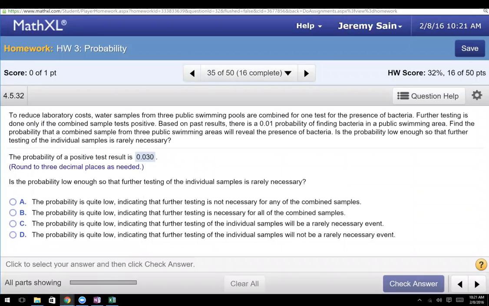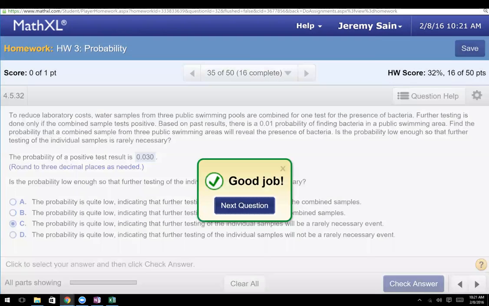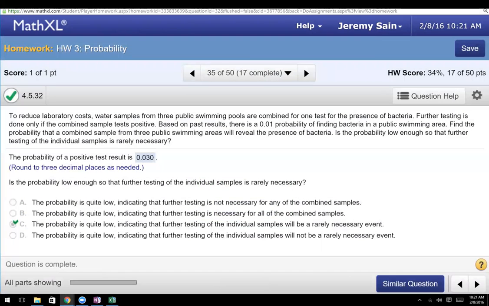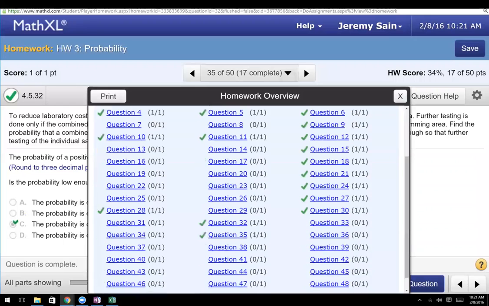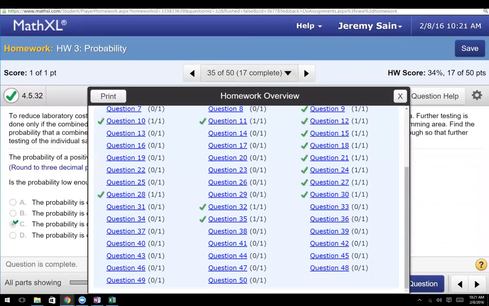So is that probability pretty low? Yeah, putting the 3 together still makes it basically, well, anything less than 5% is pretty low. So it will be rarely necessary, and it will be necessary sometimes. Cool. Let's go on to homework 3.